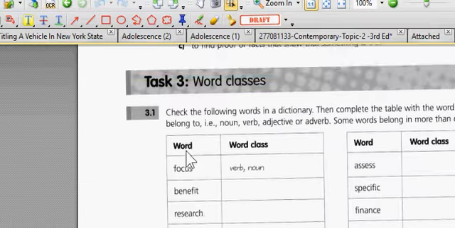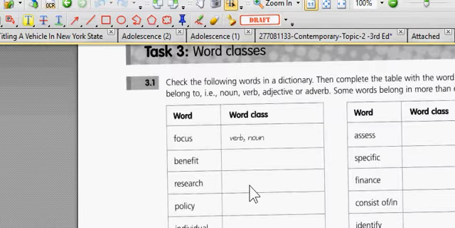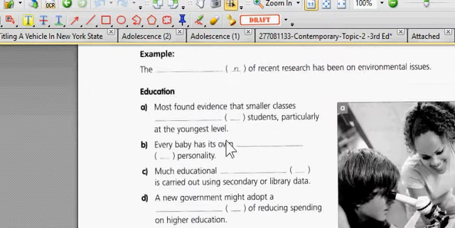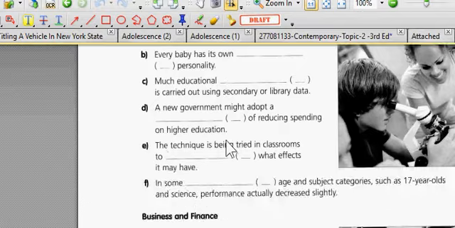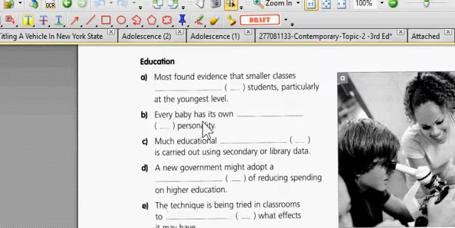As we go down, the ones that I like the best are going to analyze the parts of speech. Focus is both a verb and a noun, just like benefit. Both a verb and a noun. That's task 3. And then in the next one, we use 2 kinds of knowledge to answer the question.